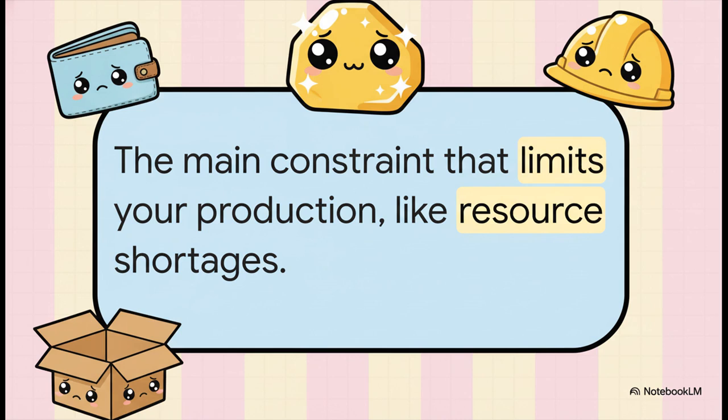Ooh, and here's a golden nugget for the theory section. Memorize the term principal budget factor. It pops up all the time. It's basically the main constraint holding your production back. Budgets have to be built around whatever that limiting factor is, whether that's a massive shortage of raw materials, not having enough skilled workers, or just being short on cash. You always have to identify this factor first before doing anything else.